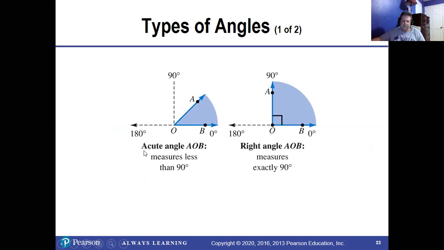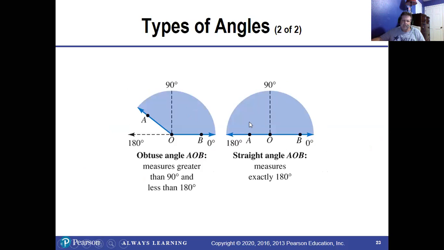You have what's known as an acute angle. An acute angle measures less than 90 degrees. A right angle measures exactly 90 degrees. So anything less than 90, from 0 up to 90, is an acute angle. A right angle is exactly 90. An obtuse angle is between 90 degrees and 180. And a straight angle measures exactly 180. A straight angle, when drawn, is going to be a line.